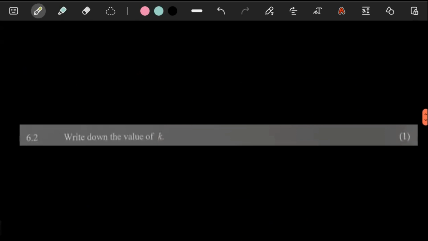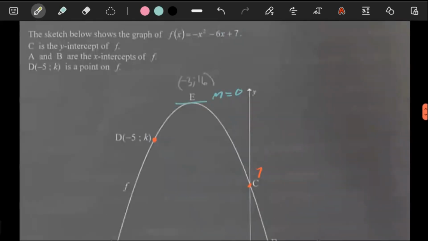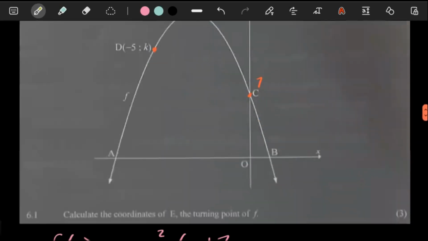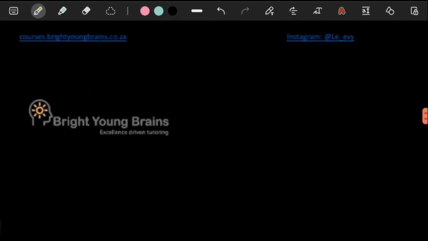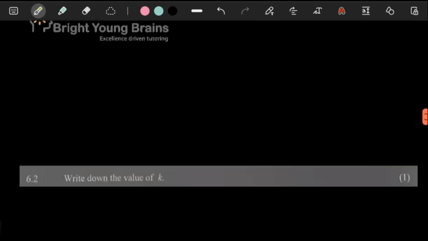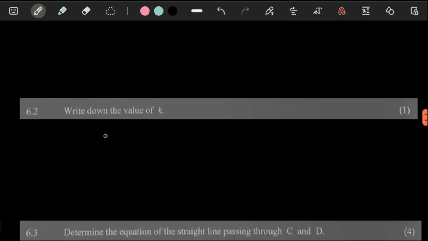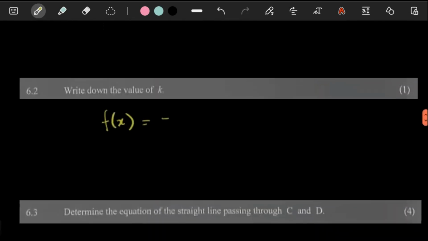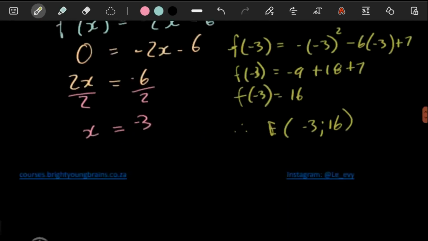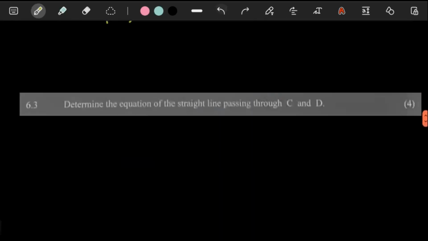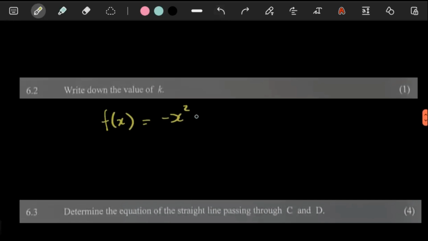The next question says determine the value of k. K is the y value here where the x value is -5. That's a very, very easy mark, because the equation of f of x, we know it's negative x squared, and then minus 6x plus 7.